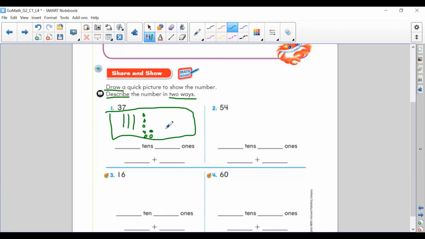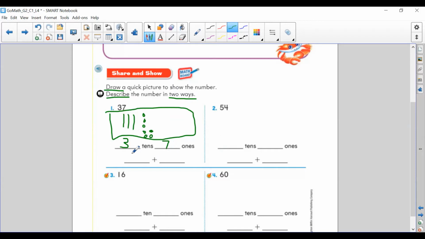Okay, so there's my 7. Down below we write how many tens. The name of these 3 lines are tens. And there are 3 tens, not 30, but just 3. And there are 7 ones.